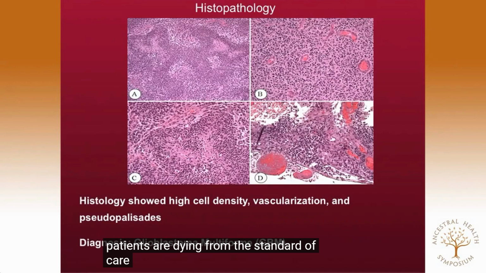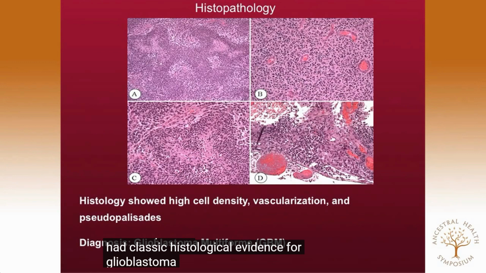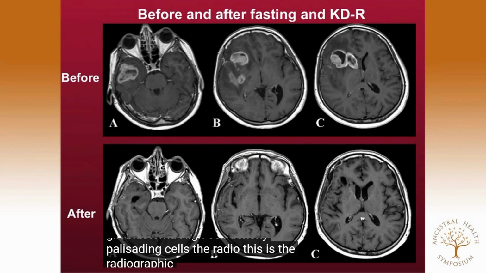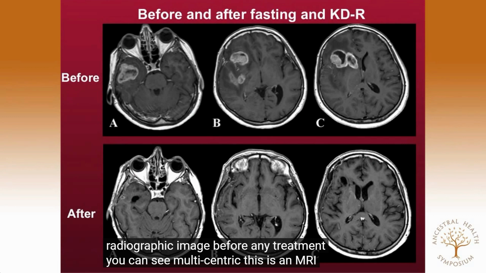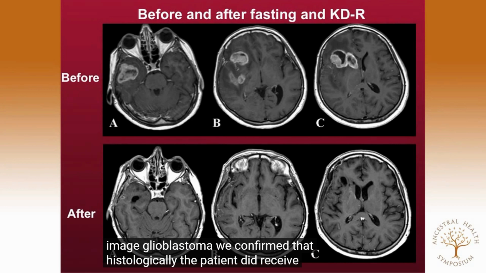Now, this patient had classic histological evidence for glioblastoma, high cell density, palisading cells. This is the radiographic image before any treatment. You can see multicentric. This is an MRI image. Glioblastoma, we confirmed that histologically. The patient did receive the standard of care.